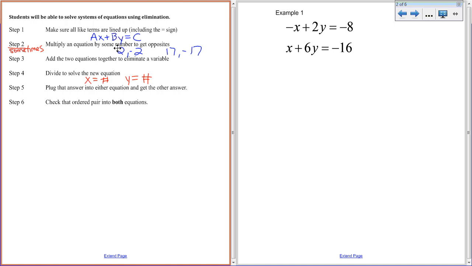Good job. Negative x and positive x. This is like a negative 1, and this is a positive 1. So this is what I mean by sometimes, ladies and gentlemen, I don't have to do any multiplication here. They gave me my opposites. So what I can do now, Chandler, is I can jump to step 3.